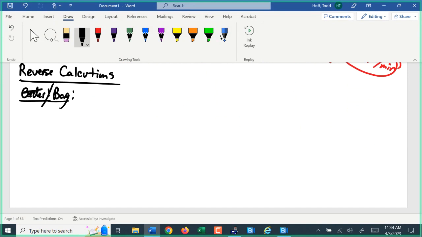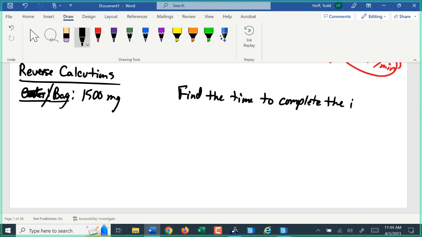In this case, let's just say the size of the bag is 1,500 milligrams of medication in that bag. And we look at the setup and we see that we're going to have to switch this bag out at some point. So we want to find the time to complete infusion. In other words, when will the bag be empty so that we have to come back and change it?